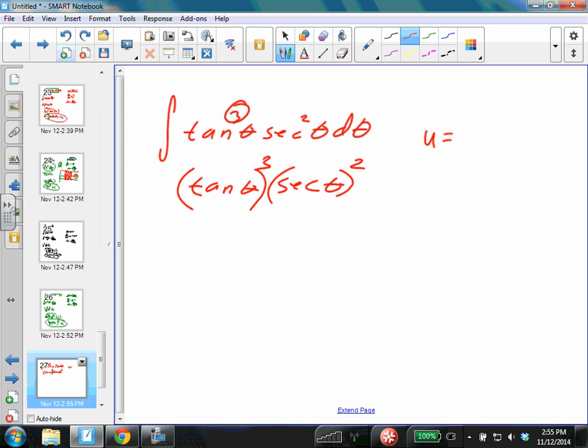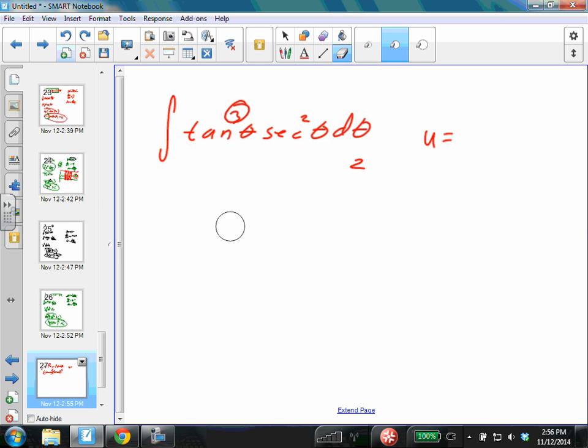But the only difference is if you make this your u, what's the derivative of secant? Secant tangent, right? So if you make this your u, then do you have a secant tangent? No. But what's the derivative of tangent? Okay, so if you make this your u, is the derivative of it still there? Yes, secant squared is right there next to it. Okay, so if you make the tangent your u, then you'll have everything you need there.